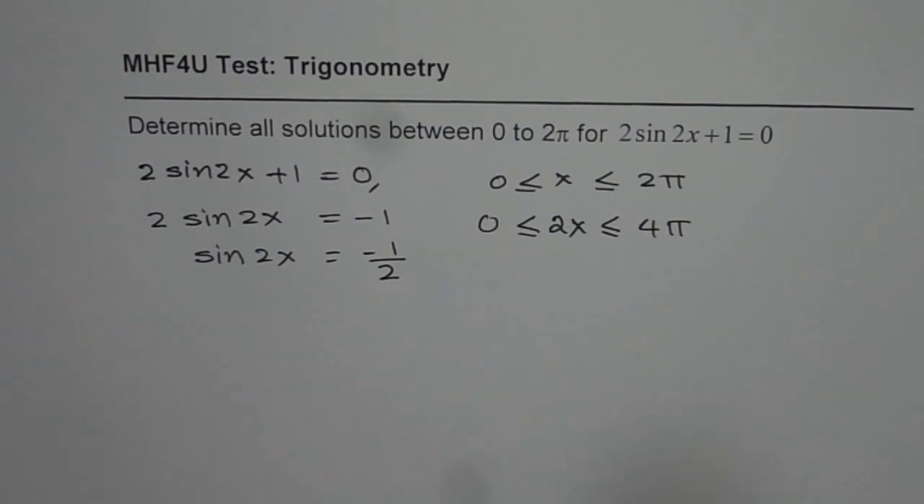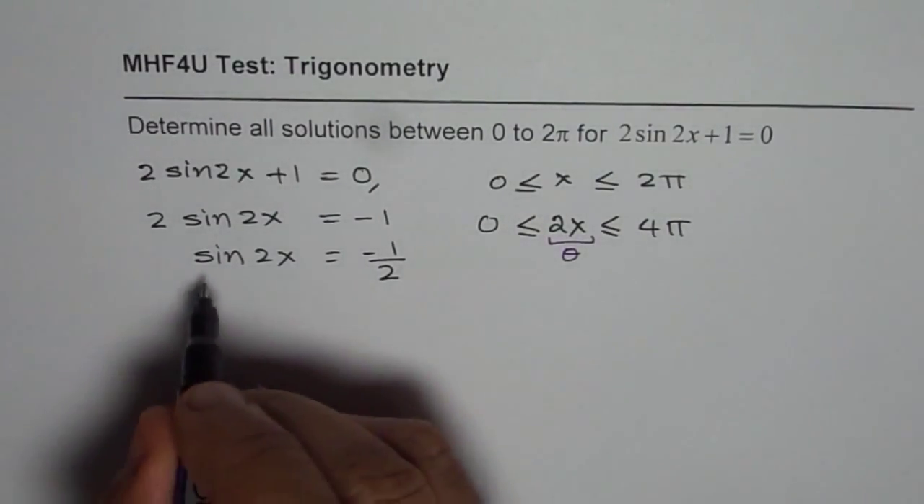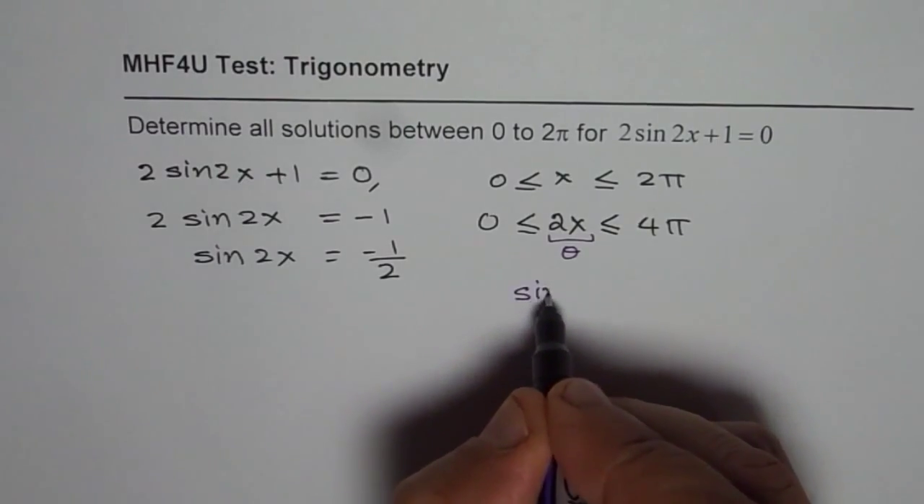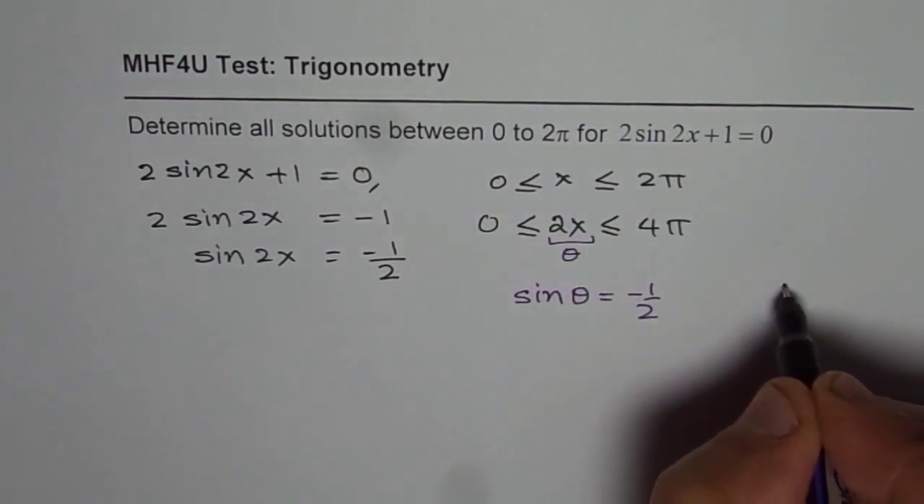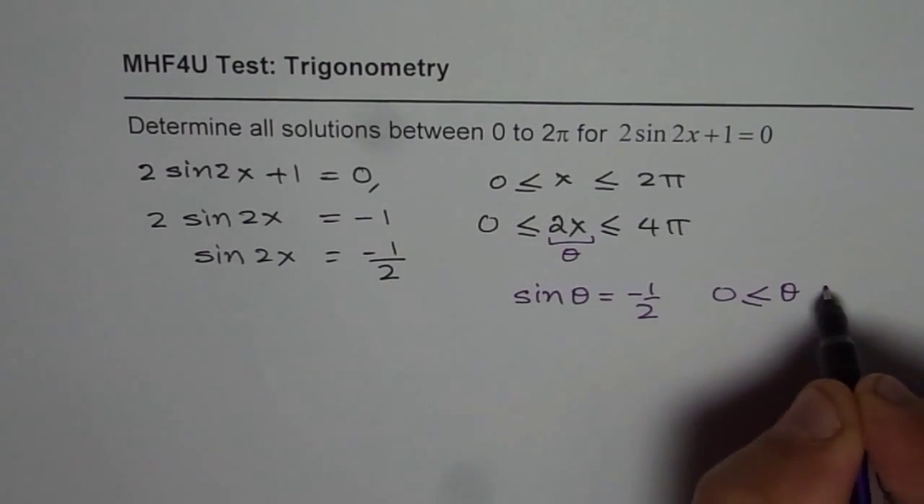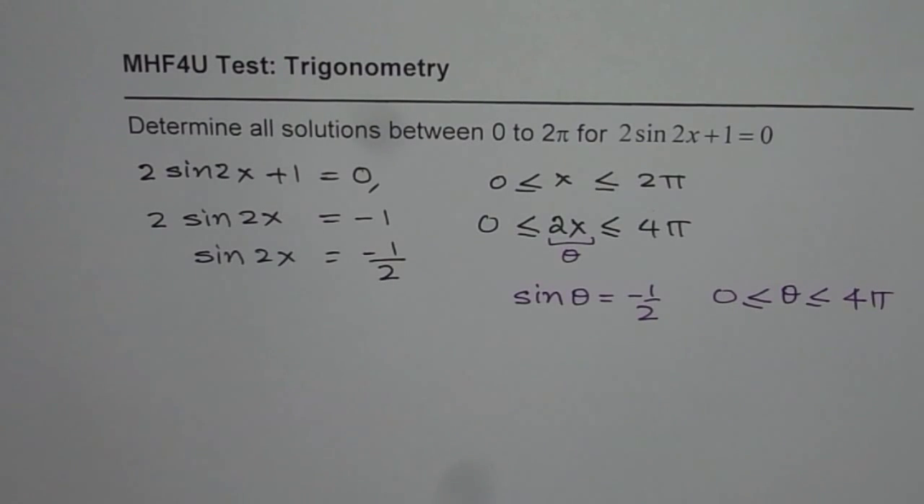So think like this, that 2x is kind of theta for you, right? So we have this equation as sine theta equals minus half, where theta is between 0 and 4 pi. Think like this. That is going to help you to solve these kinds of questions, right? And that is the strategy, okay?